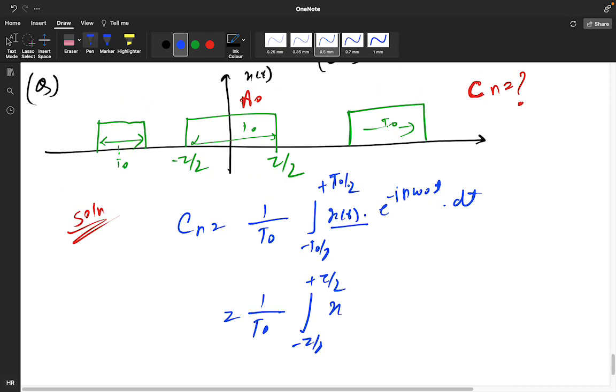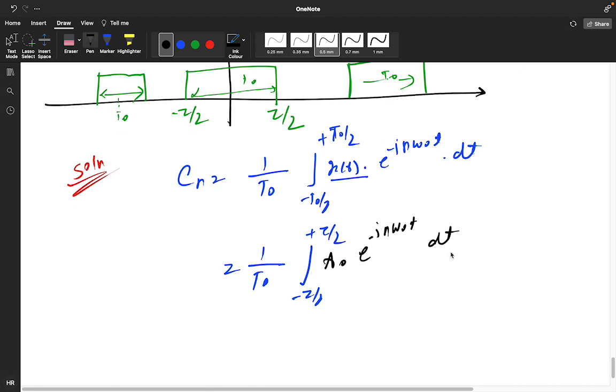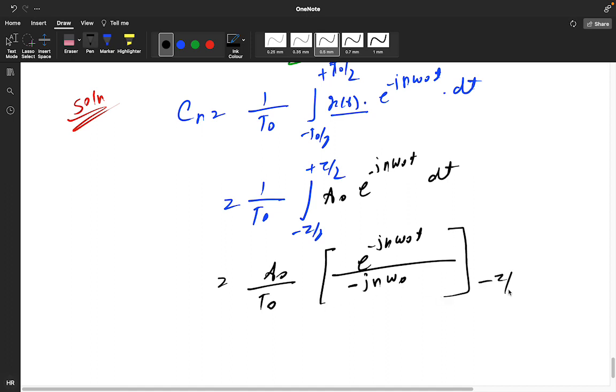What is the x of t value? A naught is the value we are getting. So x of t is A naught, and this is e power minus j n omega naught t into dt. Okay, if we solve this, we get A naught divided by T naught, and the integration will be e power minus j n omega naught t, with minus j n omega naught coming downside, from minus tau by 2 to plus tau by 2.